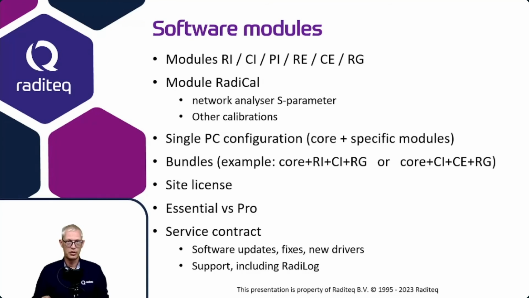There is a distinction between the essential version of RadiMation, which is a slimmed down version with a limitation in the number of bands and the number of devices that can be used, and the professional, the pro version of RadiMation. Depending on what's required, the essential version can suffice to perform testing, but also the professional version can do everything. So that's a variation that's available.